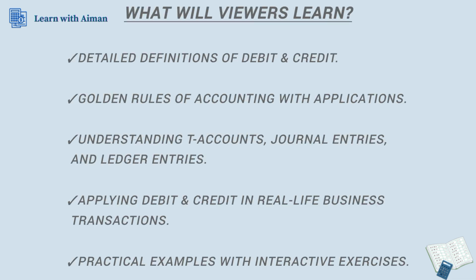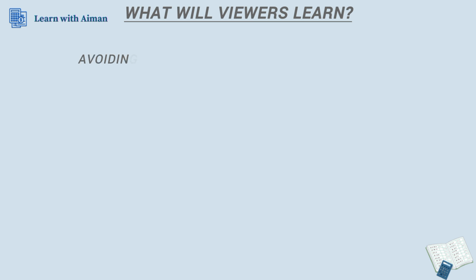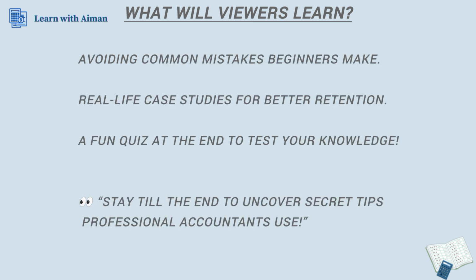What will viewers learn in this video? Detailed definition of debit and credit, golden rules of accounting with applications, understanding T accounts, journal entries and ledger entries, applying debit and credit in real-life business transactions, practical examples with interactive exercises, avoiding common mistakes beginners make, real-life case studies for better retention, a fun quiz at the end to test your knowledge. So stay till the end to uncover secret tips professional accountants use.